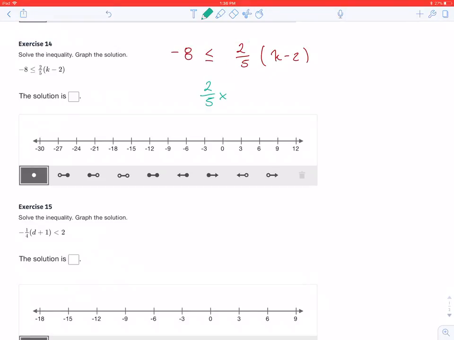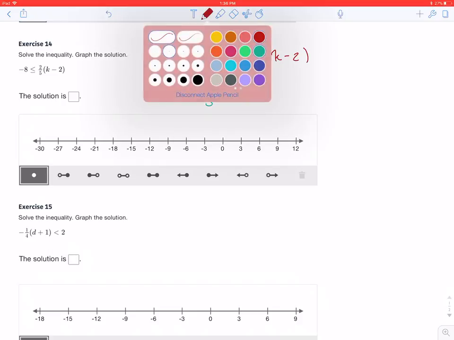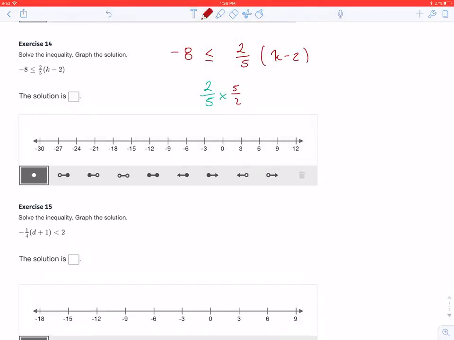How do you turn any fraction into the number 1? What do you have to multiply it by? Hopefully you're thinking reciprocal. When you multiply that fraction by its reciprocal, it's going to get you the 1 that you need outside of the parentheses, and leave you just with the quantity of k minus 2. The reciprocal of 2 over 5 is 5 over 2, and 2/5 times 5/2 equals 10 over 10, which is just 1 whole.